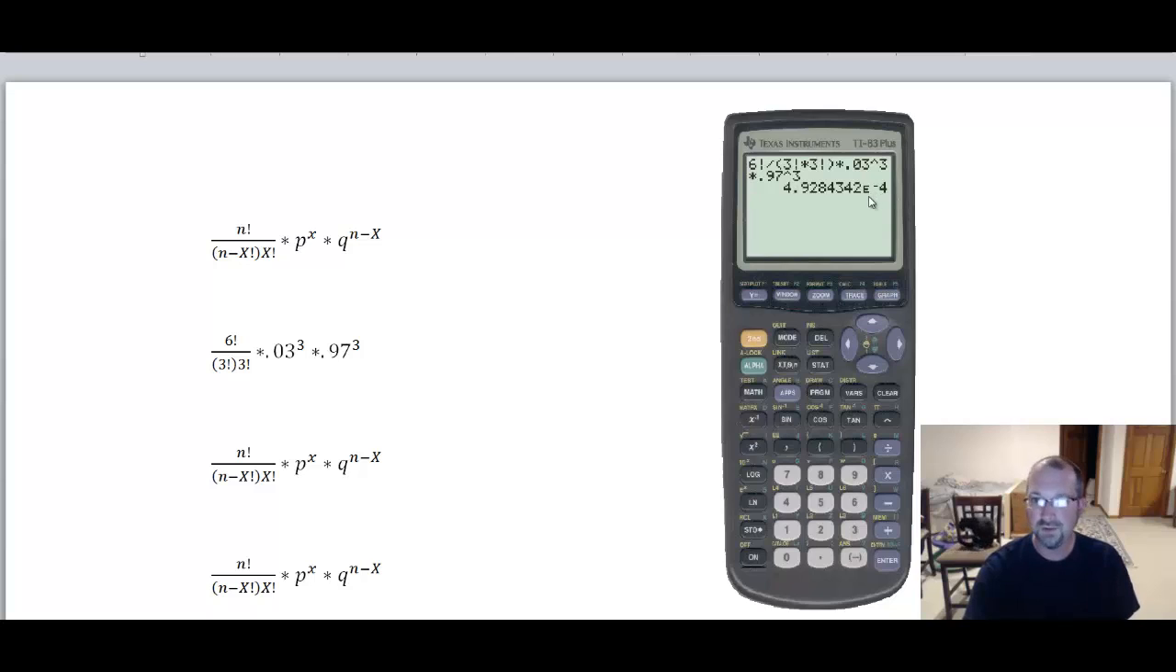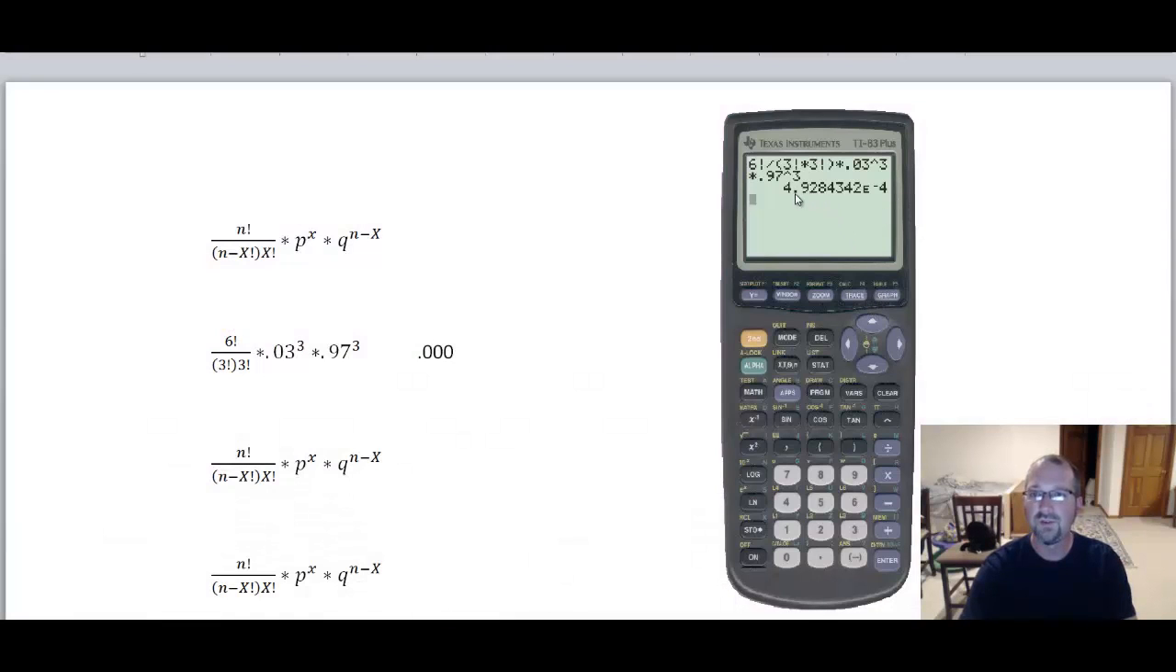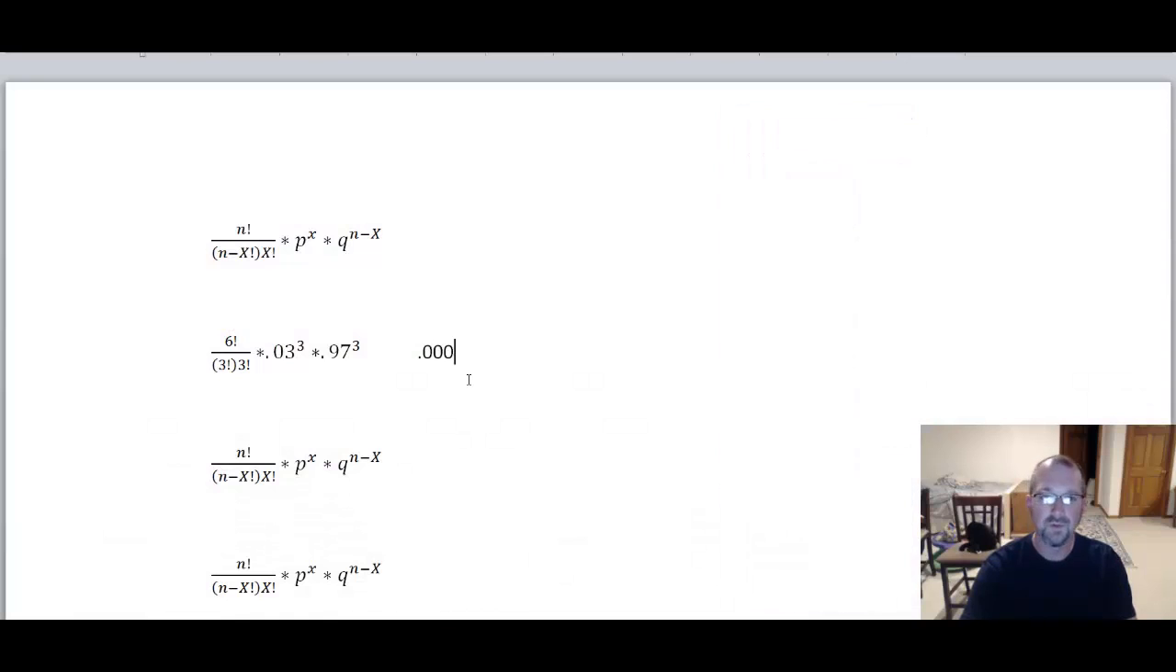This is scientific notation, which means that the decimal has to be moved 4 spaces to the left, and that means it's going to jump 1, and then 2, 3, 4, so you'll need 3 zeros in front of it. So the answer is 0.000. Now from the calculator, you'll notice it said 492, so that would be rounded to 5. And so that's how we get a very small probability of this actually happening. If you only have a 3% chance of success, out of your 6 items, choosing 3 winners, the chances of that happening are very, very small.